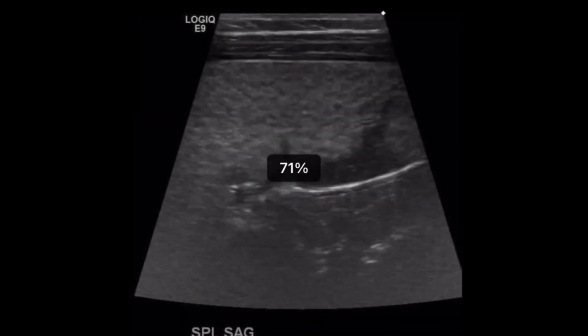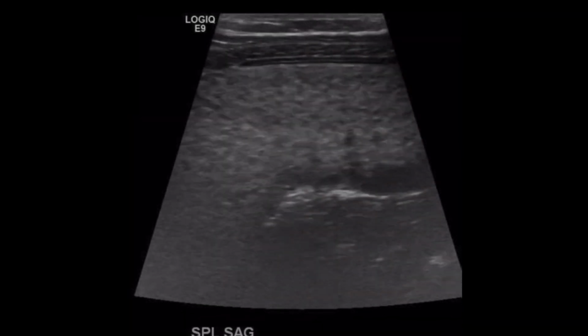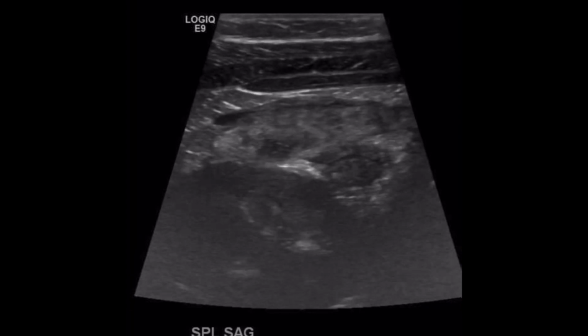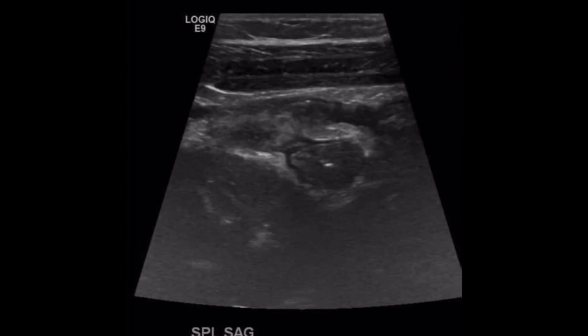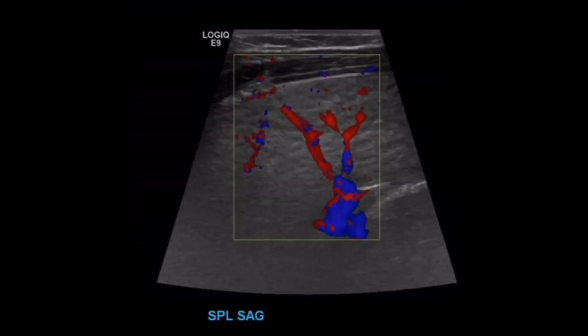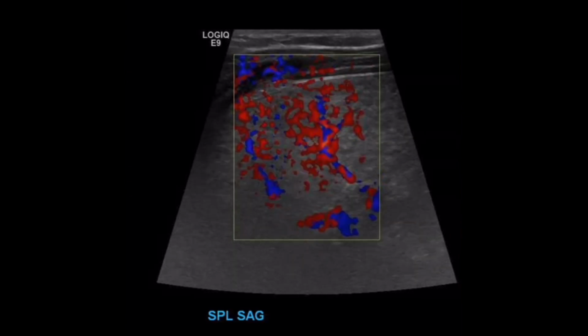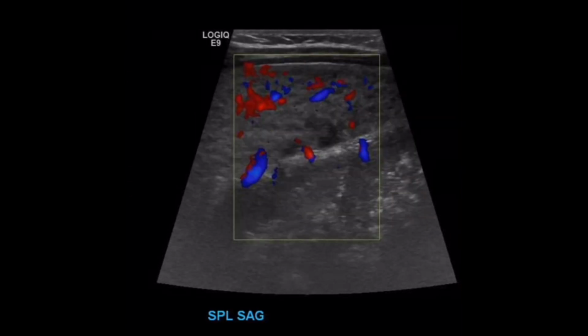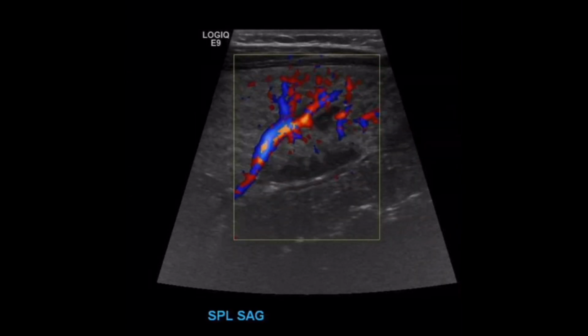images, and then I put color Doppler on these hypoechoic areas. And here you can see a clip showing just how heterogeneous the spleen is. Now these areas did not fill up with color at all. These hypoechoic areas are most likely infarctions of the spleen.